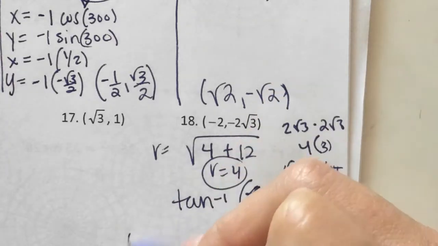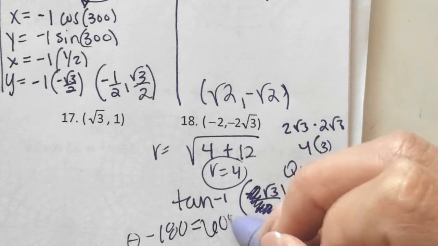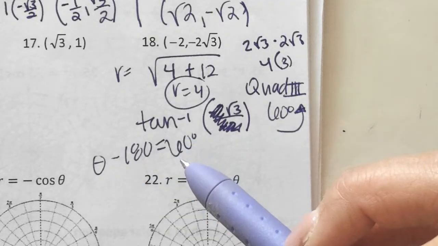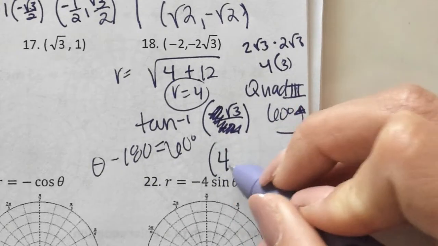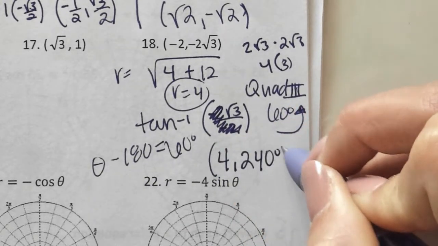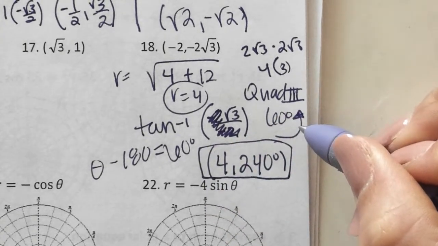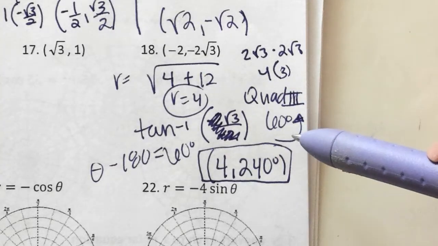So I could set it up like an equation. Angle minus 180 equals 60. And to solve for this angle, you'd add 180 over. So you'd get what again, Colby? Very good. So you have to check. You can't just put whatever your calculator tells you, because this one said 60. We know that this is in quad 3. 60 is not in quad 3.